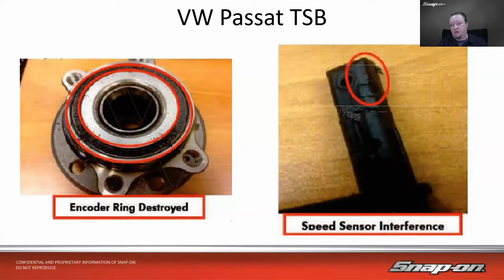So in this case, it's on a Volkswagen Passat, and if you swap them or you put the wrong one in the wrong hole, it might make contact with the back of the bearing. In this case, you can see where it kind of rubbed on there. And now the encoder ring is all destroyed. You can see it, it's kind of worn off between those two red circles.